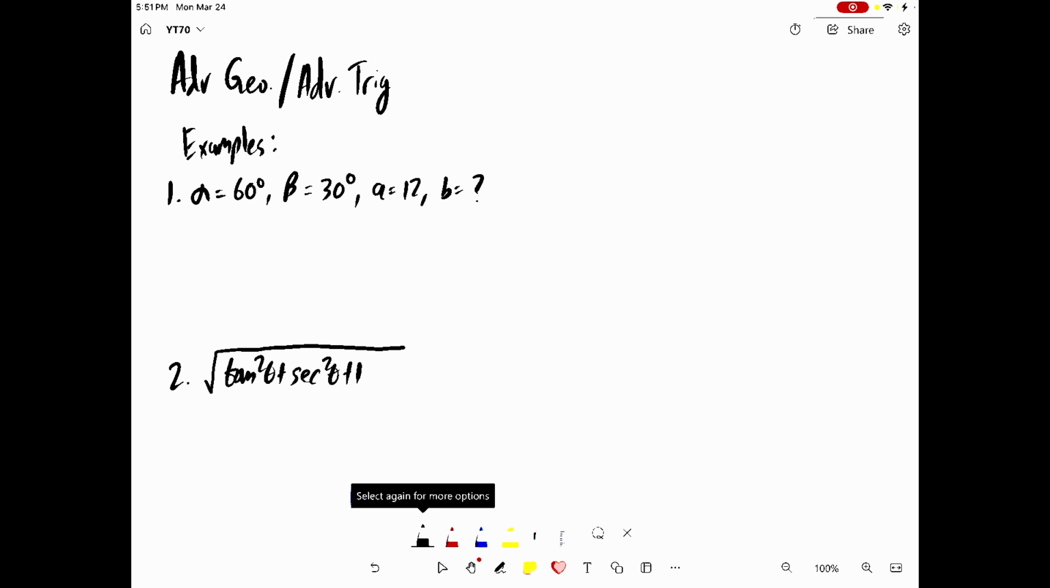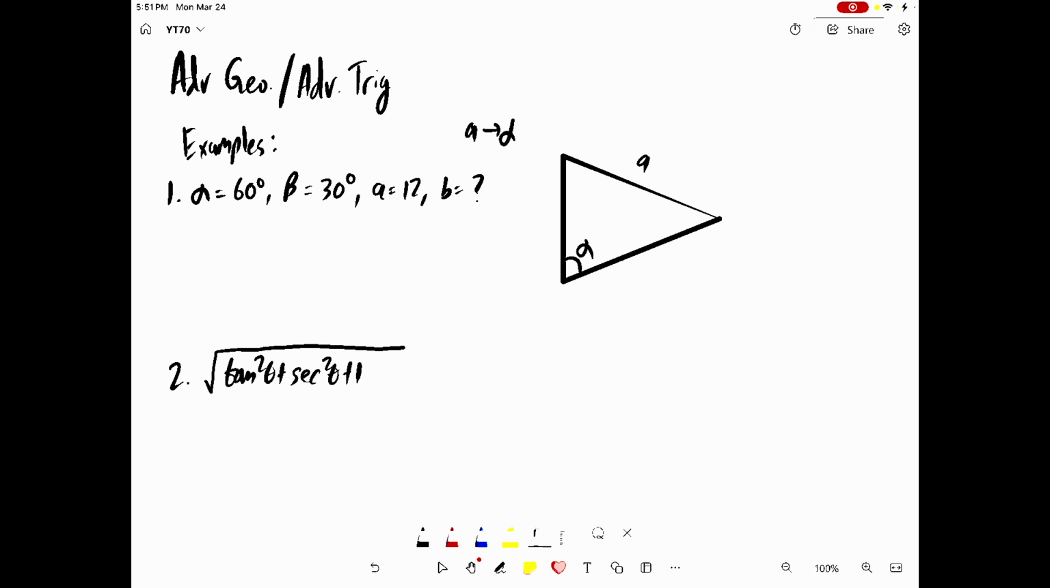For the first one, we have angle alpha is equal to 60 degrees, angle beta is equal to 30 degrees, A is equal to 12, and we need to find out what the side B is. Now, A and B are 2 sides of a triangle, and I'll give you another hint. A is opposite to angle A. So if we had a triangle like this, this would be side A and this would be angle alpha, as they're exactly opposite from each other. The same thing goes for side B and angle beta, because they're opposite from each other as well.